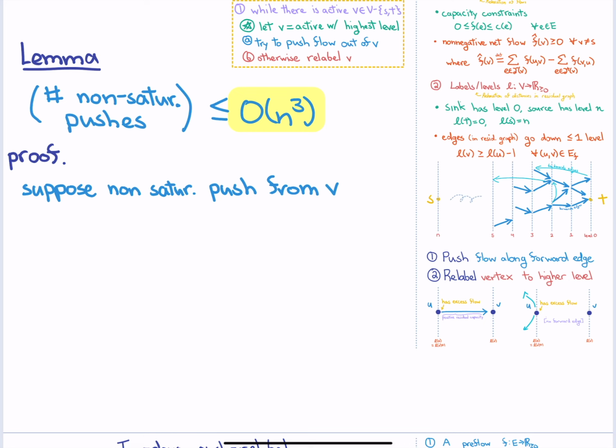So I picked the highest active vertex, and I've pushed all the flow out of it. So this used to be active. It used to have extra flow. All the other active vertices are lower. And now I've pushed all the flow out of it and there's no flow left up above. What has to happen for this one to become active again?